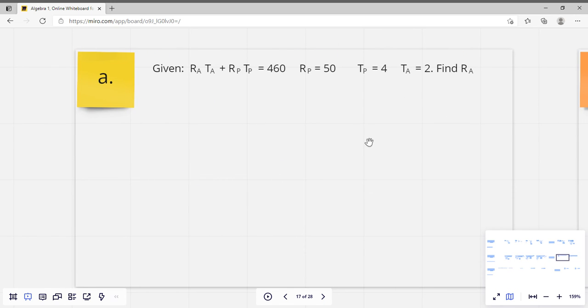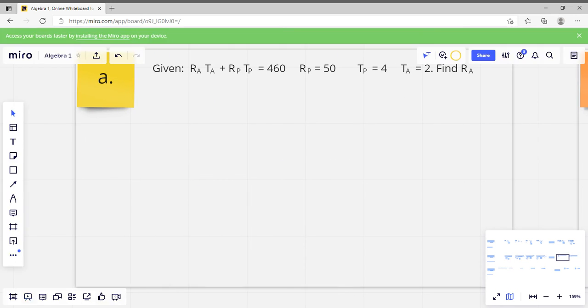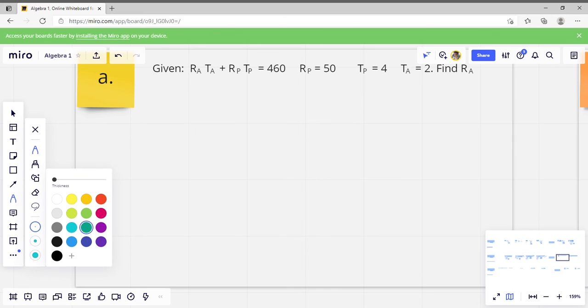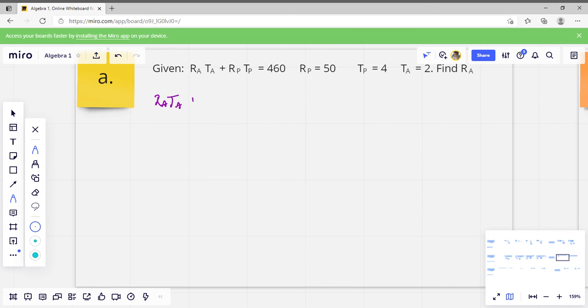Alright, so practice A. It just says given. That basically means solve it, if you know this information. So we've got our base equation, RA TA plus RP TP equals 460. Now we're just going to plug these values in. RP is 50, so I put my 50, and that's going to be multiplied by whatever TP is. TP is 4, so that goes times 4.